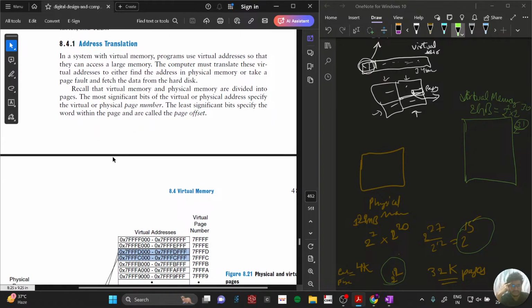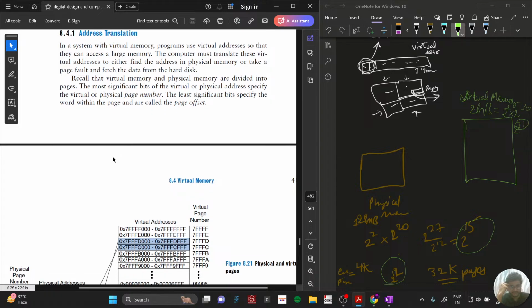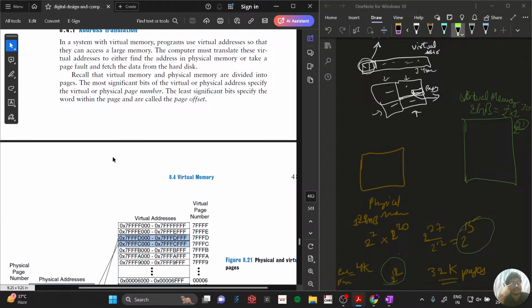Recall that virtual memory and physical memory are divided into pages. The most significant bits of the virtual or physical address specify the virtual or physical page number. Okay, there are two different addresses, and the MSB in those addresses specify the page number.